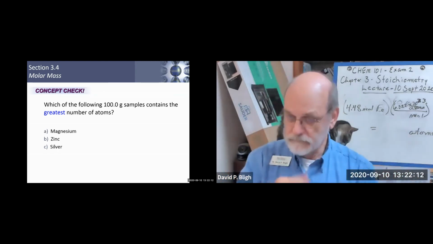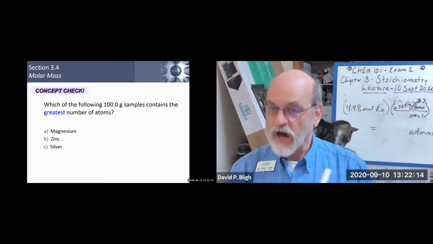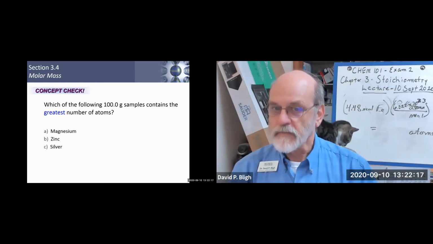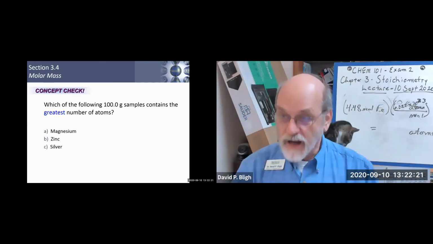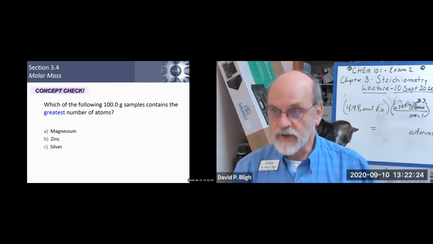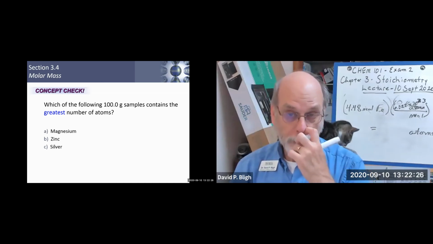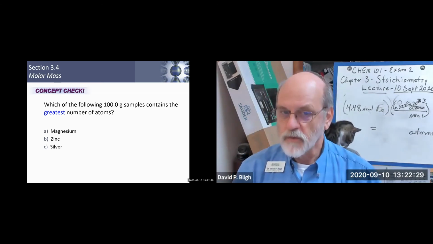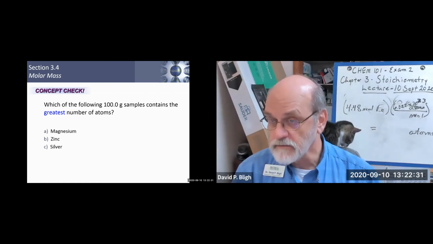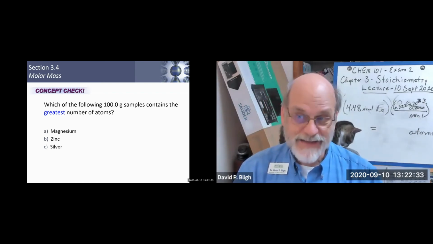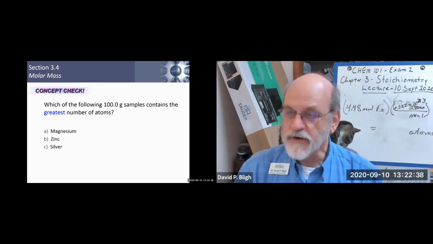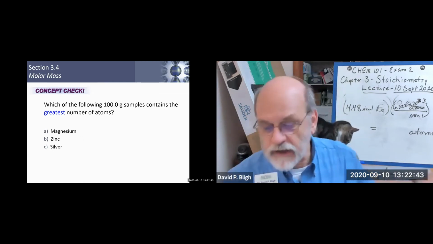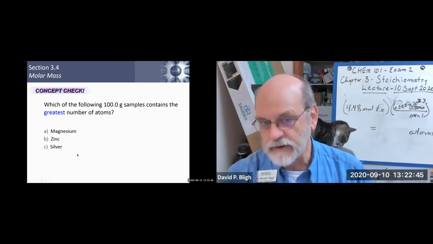So conversely, in order to get a 100-gram sample for the lightest element, you need a lot more atoms because each atom weighs less. So to answer the question, which one contains the greatest number of atoms? The one that has the lightest atom. So you look at the periodic table and you find the molar mass for the lightest one. And if you look it up, the lightest one is going to be magnesium.